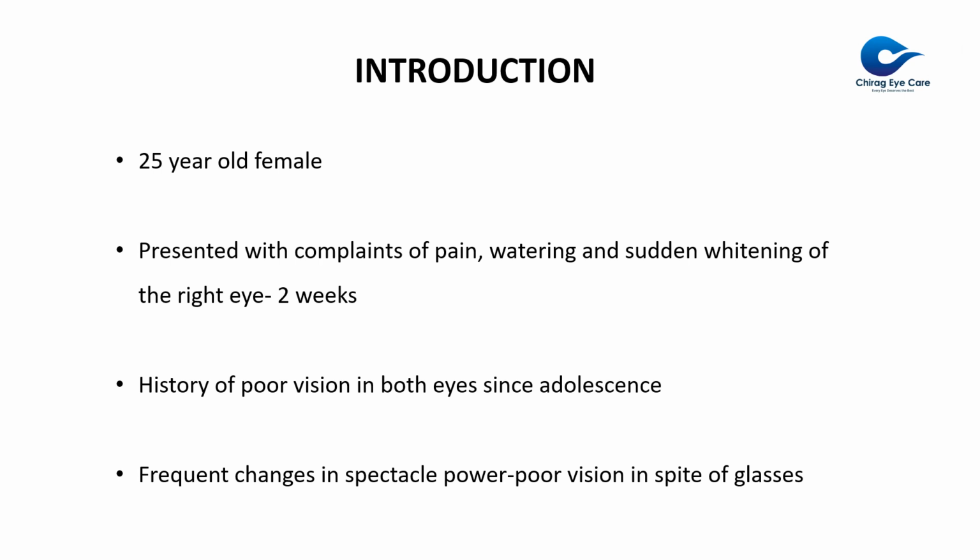So the story begins with a 25-year-old female who came to us in a lot of distress. She presented with complaints of pain, watering, and sudden whitening of the right eye for the past 2 weeks. Her past history was significant for poor vision in both eyes since adolescence. So this lady had never really seen the world properly. She had frequent changes in spectacle power, and in spite of numerous glasses, her vision never really improved. So when she noticed pain, watering, and sudden whitening of the right eye, she was understandably quite alarmed.